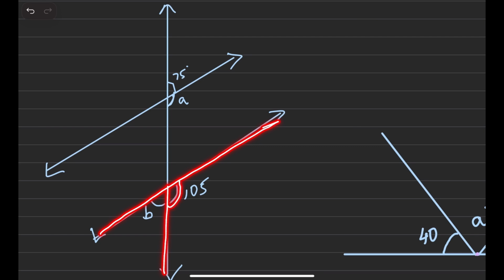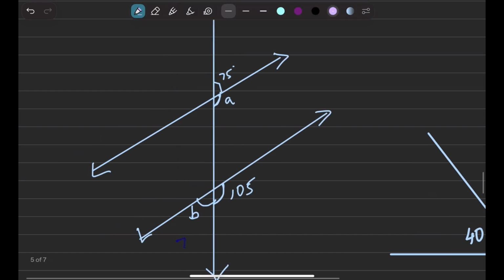It's forming a linear pair. These two lines are meeting at a point over here. So 180 minus 105 will be 75. So B will be 75 degrees.